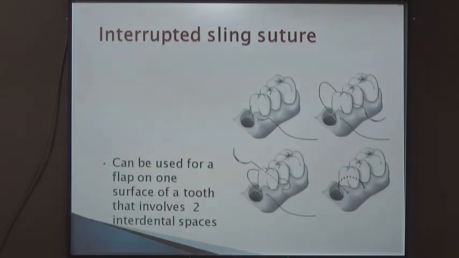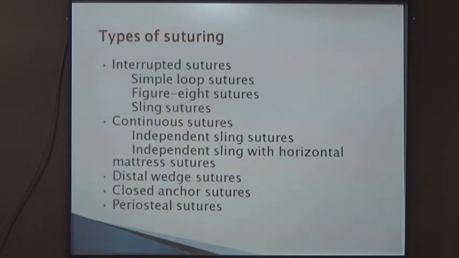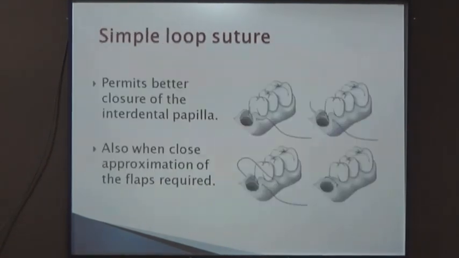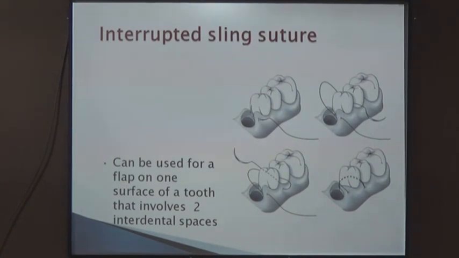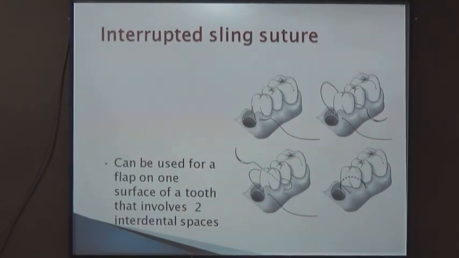This is an interrupted sling suture. So, interrupted sling suture will come under what? Interrupted sling suture. See, it can be used for a flap on one surface of the tooth that involves two interdental spaces. Usually in periodontal therapy, sometimes the bone loss will be more in the buccal area, and in the lingual or palatal area there won't be any bone loss at all. So to arrest the bone loss on the buccal area, we will raise the flap. Whereas in the palatal lingual there is no bone loss, so why raise the flap?